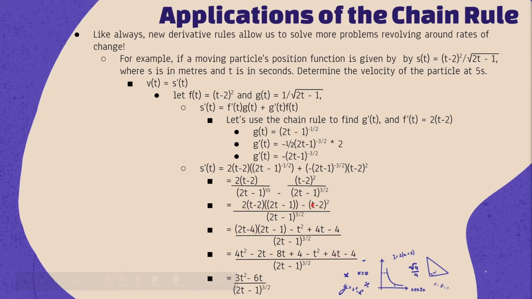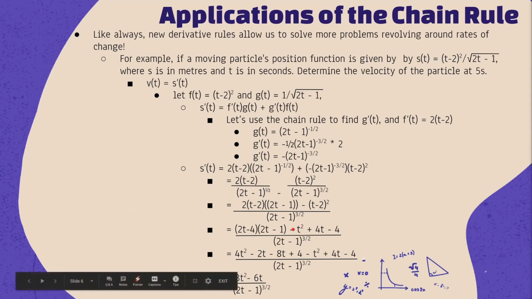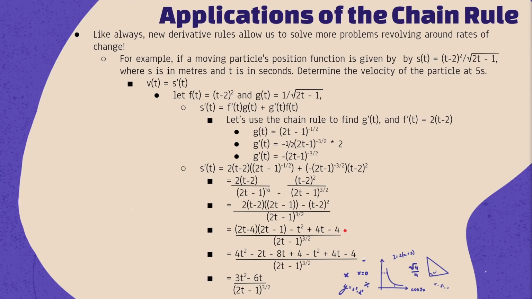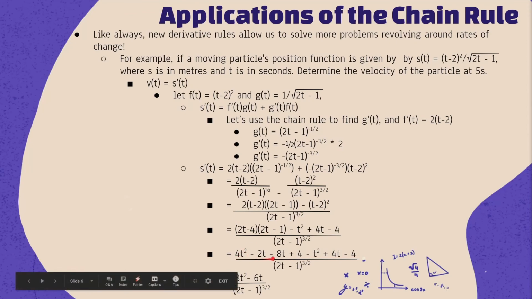And then we know that t minus 2 to the power of 2 would be t squared minus 4t plus 4. But since we have a negative sign, everything gets flipped. And so we get t squared plus 4t minus 4. For our last step, we open these two brackets and we get 4t squared minus 2t minus 8t plus 4, and then we just copy this down.